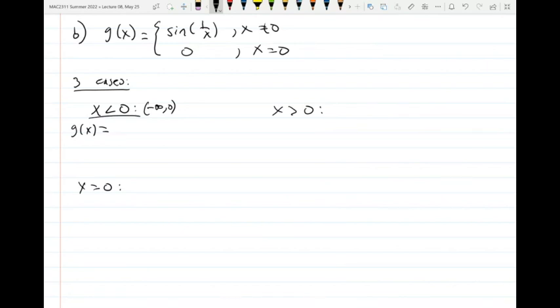What's the formula for the function in this case? Sine of 1 over x, right? Because when x is less than 0, in particular, it's not equal to 0, so you should be looking at the first formula. The way you read that function is, if the input x is not 0, then look at the formula sine of 1 over x. Only when the input is 0, your output is 0. In this case, because x is less than 0, we're looking at the first formula. So this is our function.